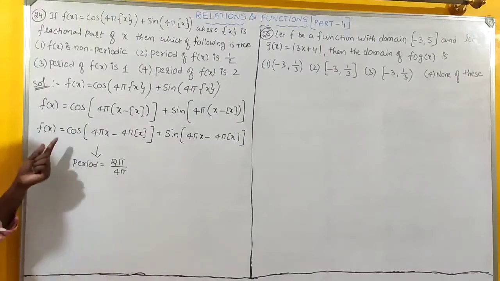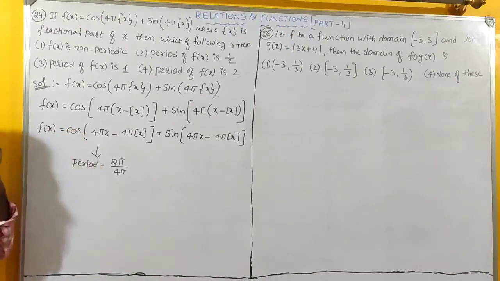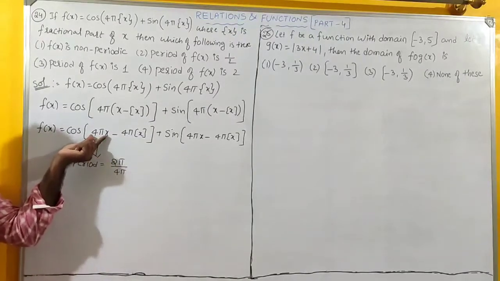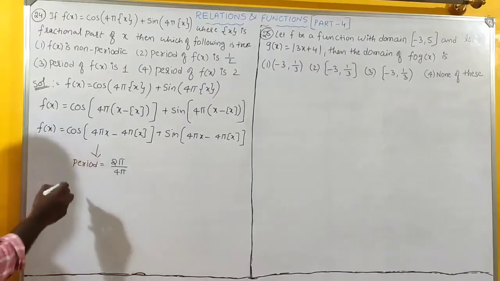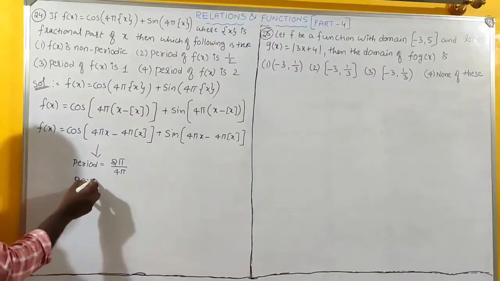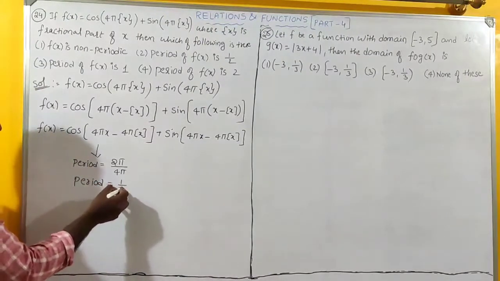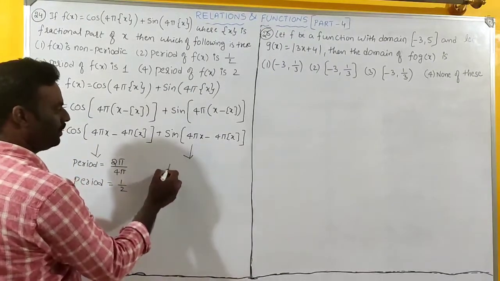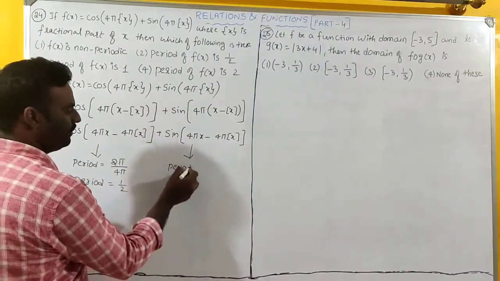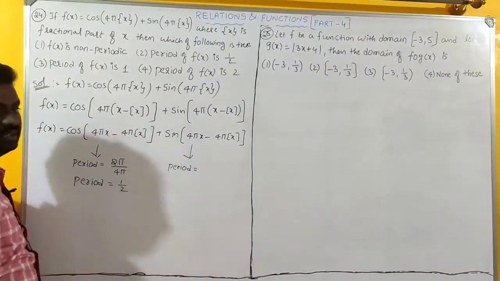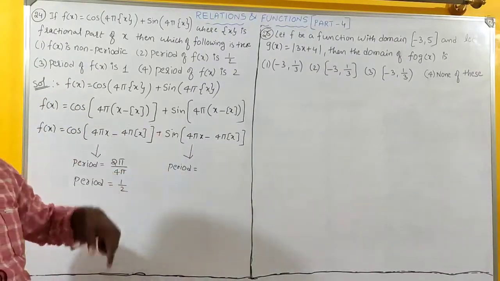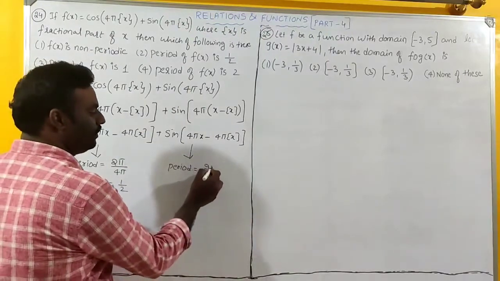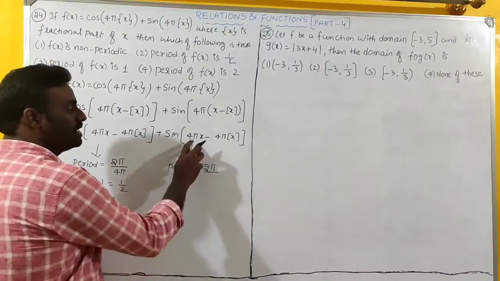Once again, listen: this is cos, power is 1, 1 is odd. For an odd function, period is 2π by a, where a means the coefficient of x, that is 4π. Now what you can take? Period is 1 by 2. Coming to this, I am finding the period. Here the function is sine, power is 1, 1 means odd number. For an odd number, period is 2π by a, the coefficient of x, which is 4π.